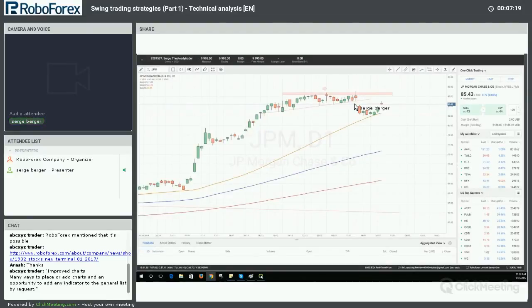Okay, and the same thing happened in the S&P 500. It was very resilient, and it just refused to go lower. So I didn't see a reason to be bearish.